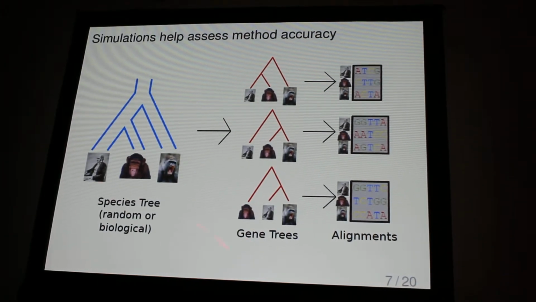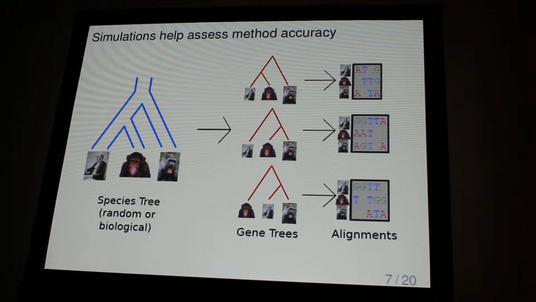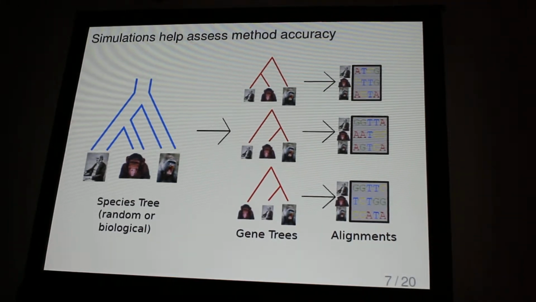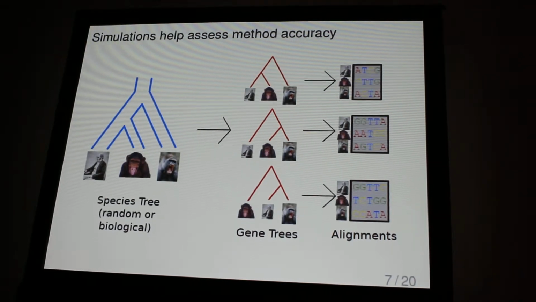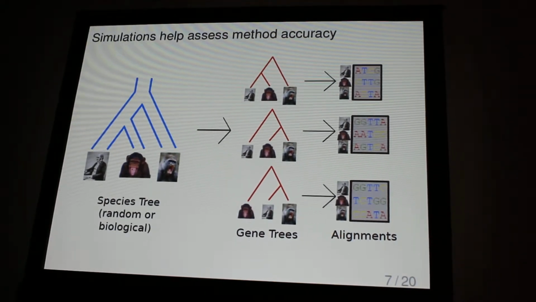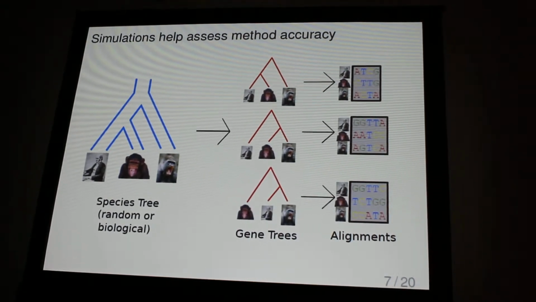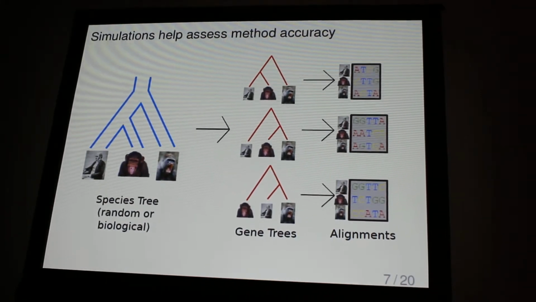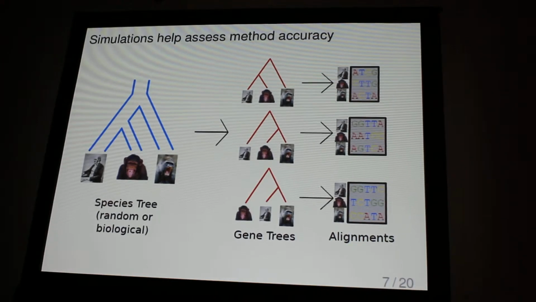So we start with a species tree. Sometimes it's a random species tree, sometimes it's a biological species tree. And we generate gene trees under a model of gene tree discordance. In this case, we'll use ILS, but it's also possible that we could simulate things like lateral gene transfer. And then we simulate alignments using our model of sequence evolution.